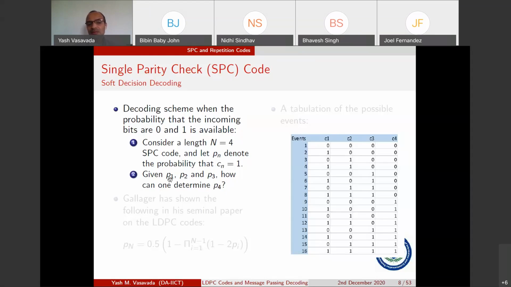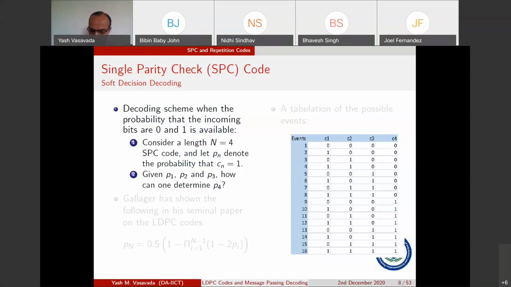On the other hand, suppose P1 is pretty close to 1, P2 is pretty close to 0, and P3 is pretty close to 1. Then I will make P4 close to 0 instead of 1. Does that make sense?